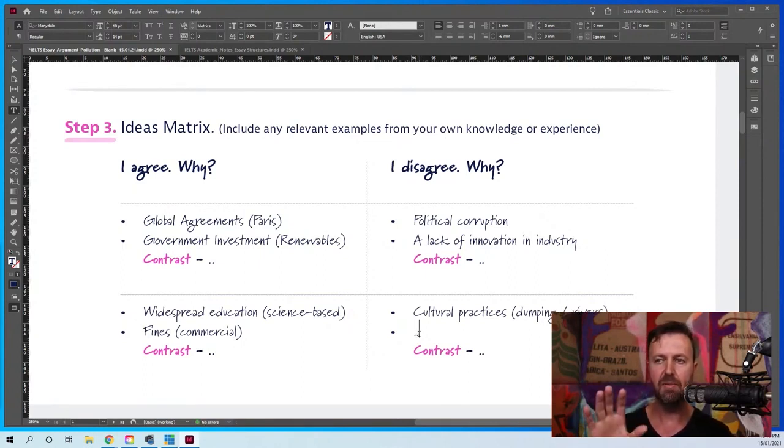You can see here with the matrix, there are only a few words per point, and that's quite deliberate. We don't want to be writing massive sentences at this point. We want to just get our ideas on the paper and see if they actually fit or not. So cultural practices, dumping rivers is good.